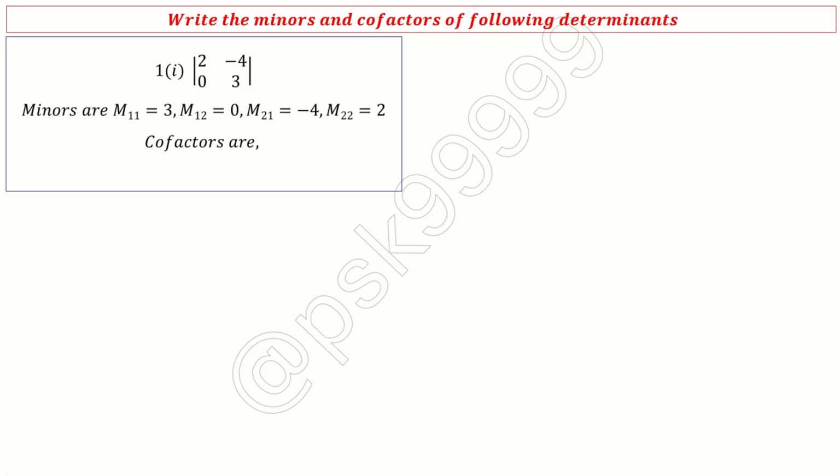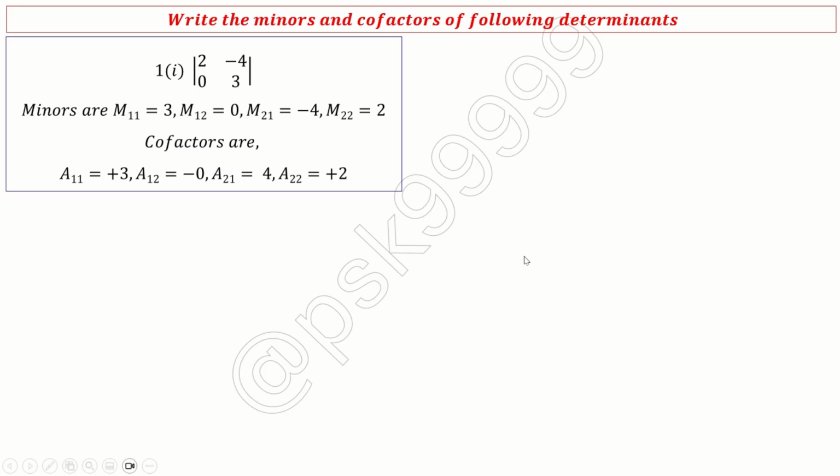Now go to the cofactors. For cofactors the value is the same, but multiplied by minus 1 to the power of 1 plus 1, which is an even number, so this is the same, plus 3. For 0, you can put any value, but it will be minus 1 to the power of 1 plus 2, which is odd, so minus 1 into 0, which is anyway 0. Here you can easily understand. The minor of 2,1 is minus 4, but minus 1 to the power of 2 plus 1 is 3, which is odd, so you will get a minus sign. Minus of minus 4 is plus 4. So A21 is plus 4. A22 will be the same value, plus 2, because I plus J is even.